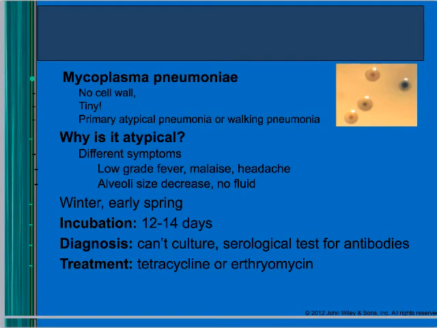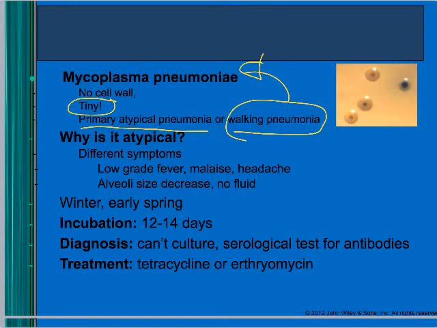Now, a totally different kind of pneumonia is primary atypical pneumonia, or walking pneumonia. Walking pneumonia is caused by Mycoplasma pneumoniae. Mycoplasmas are really small, and they grow really slow. They don't have a cell wall, so they cause different symptoms than regular pneumonia.